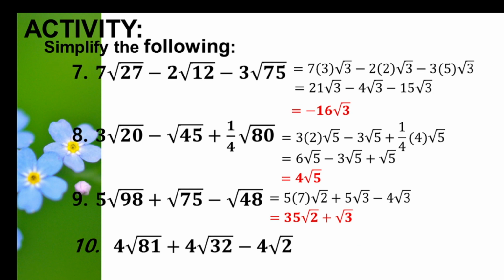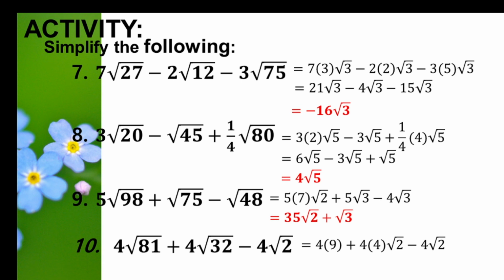And finally, we have 4 square root of 81 plus 4 square root of 32 minus 4 square root of 2. We need to simplify first the expressions before we can combine them. So therefore, we have 4 times the square root of 81, which is 9, plus 4 times the square root of 32, which is 4 square root of 2, minus 4 square root of 2.